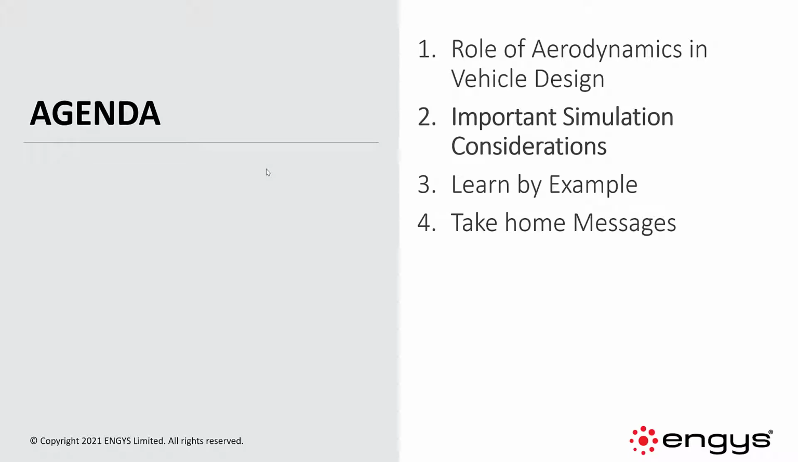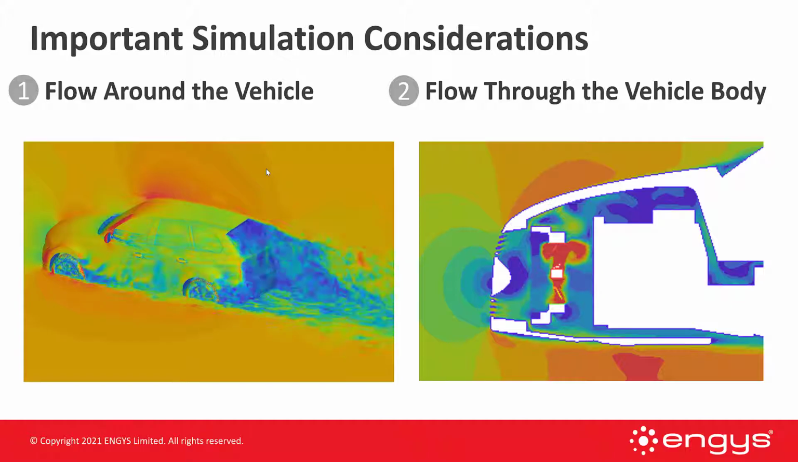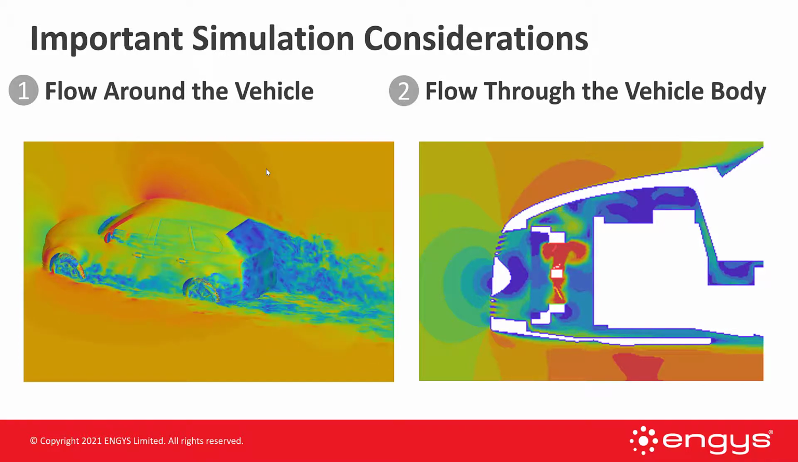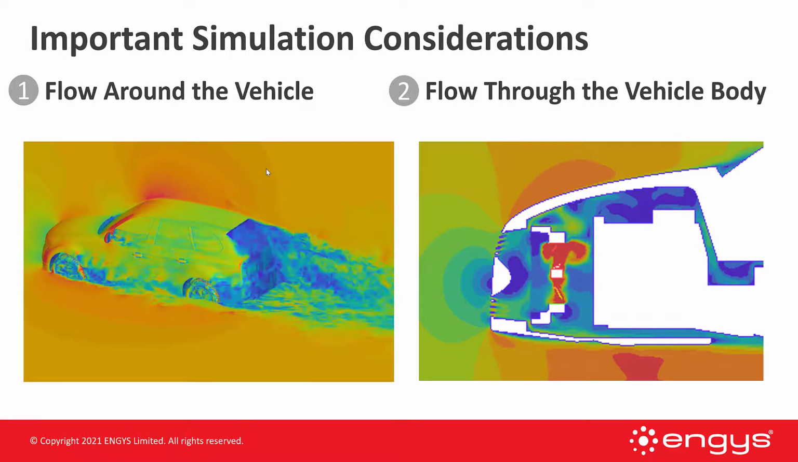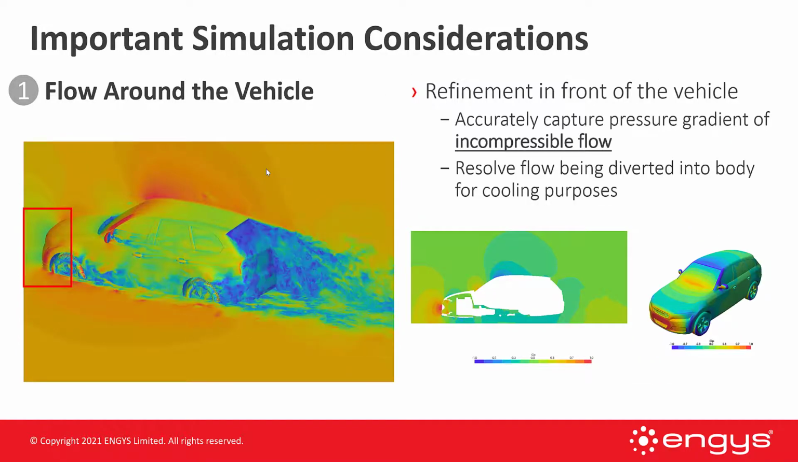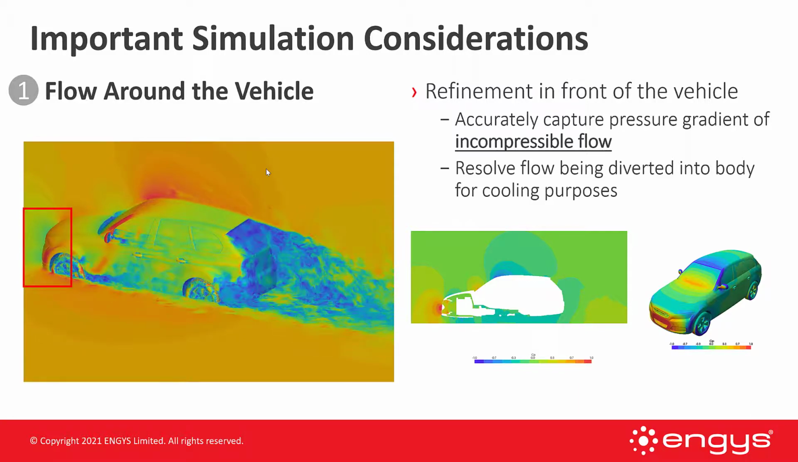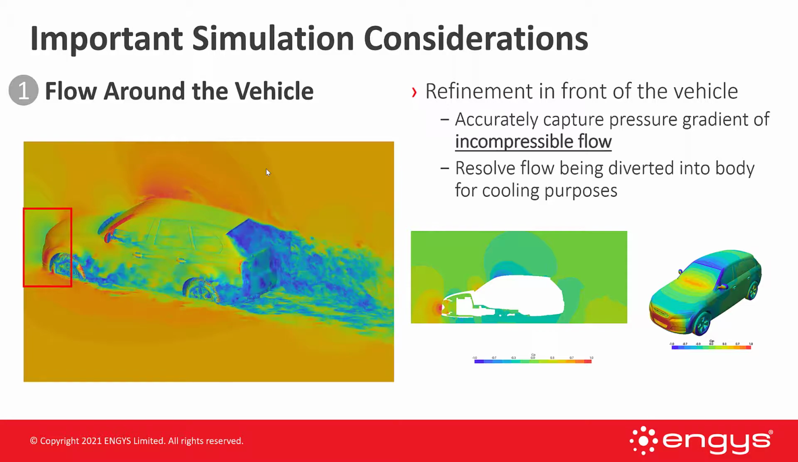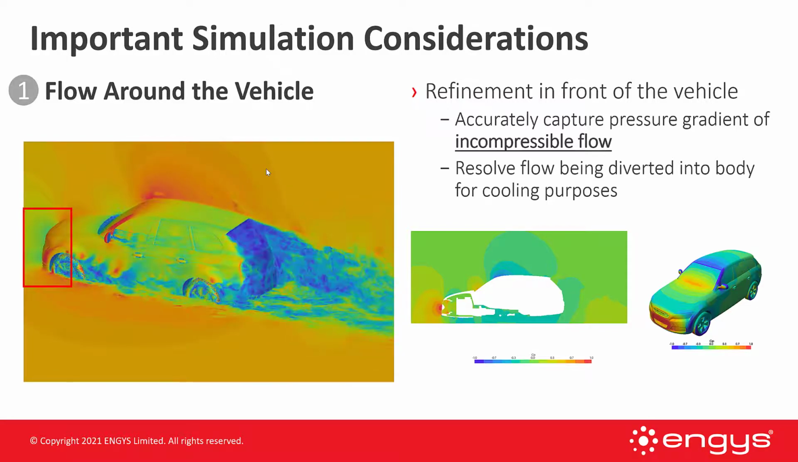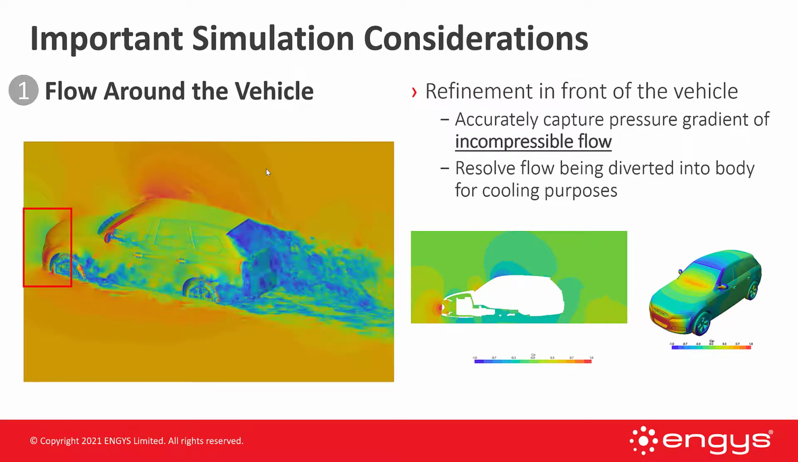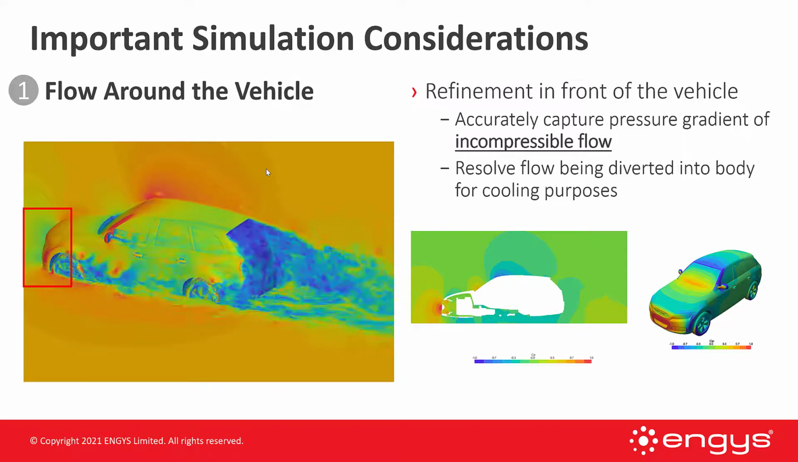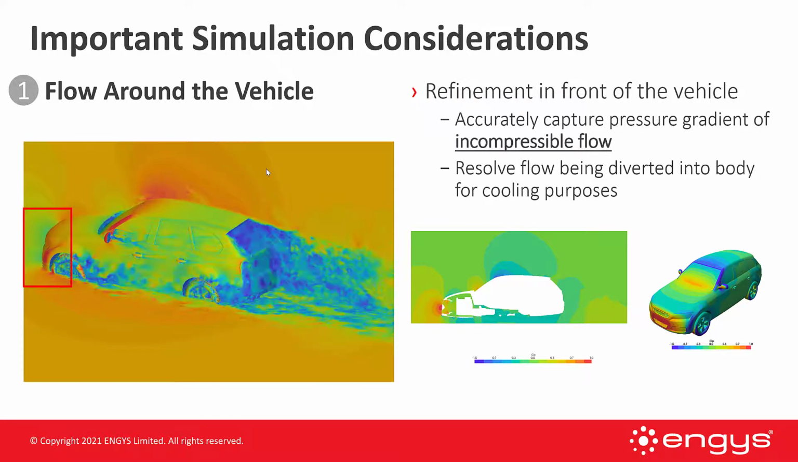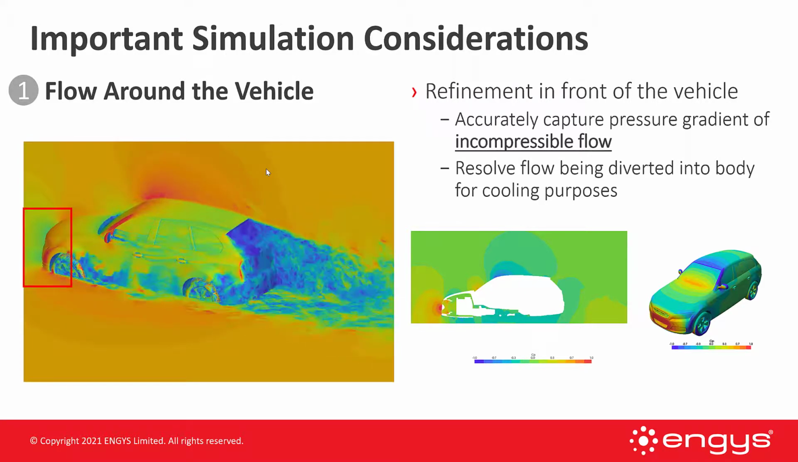So some important simulation considerations to think about. I'll break these into two main groups. First one is flow around the vehicle, and then the second group is flow through the vehicle. With flow around the vehicle, one of the most important areas to think about is the front of the vehicle. And I say refinement in front of the vehicle, we need to make sure that our mesh is resolved to accurately capture the pressure gradient along the length of the vehicle. We also need to resolve the flow being diverted into the body for cooling purposes.